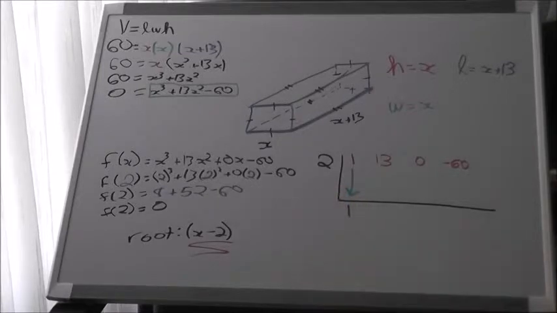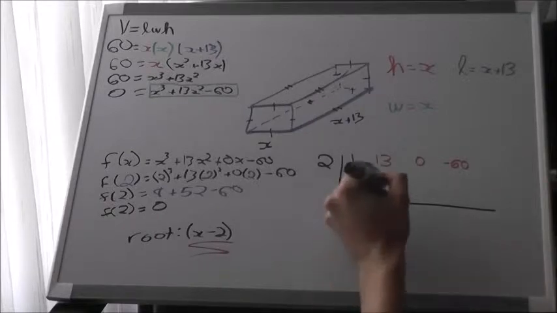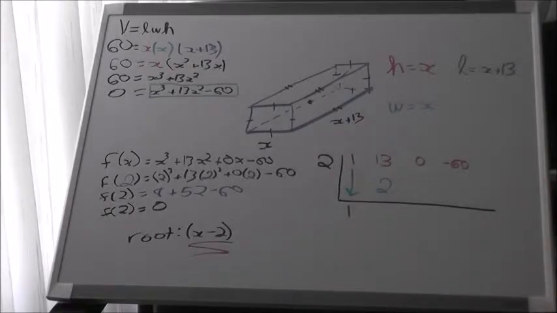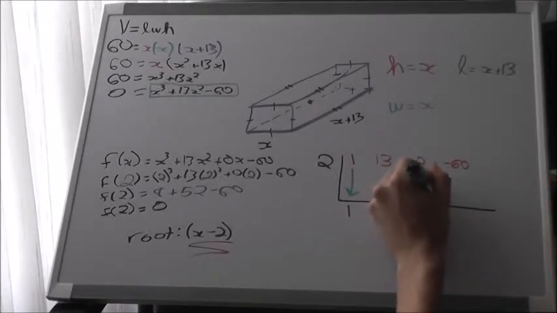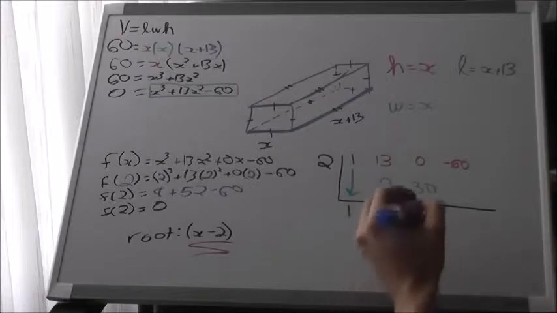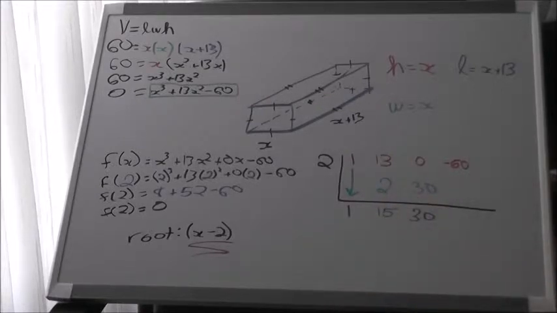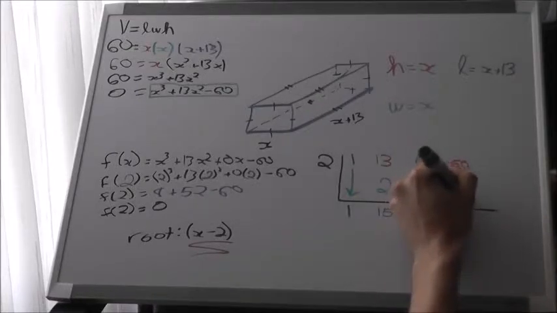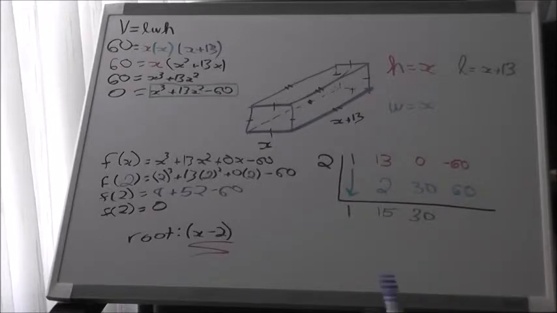Then you want to take your root, which is 2, multiply it by 1, which is your answer, which gives you 2, because 2 times 1 is 2. Then you want to add your 13 and your 2. That gives you 15. Now 2 times 15 is 30. So you want to write 30 underneath your 0. Now you add 0 and 30 and it gives you 30. Now you want to multiply your 2 and your 30, which gives you 60, and write it underneath your negative 60. And then you add 60 to negative 60, that gives you 0, which means you have no remainder.